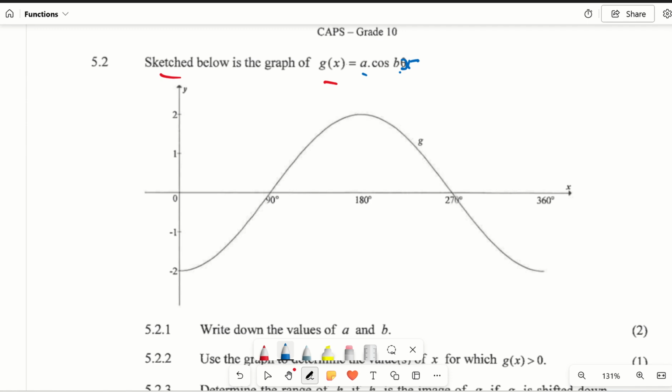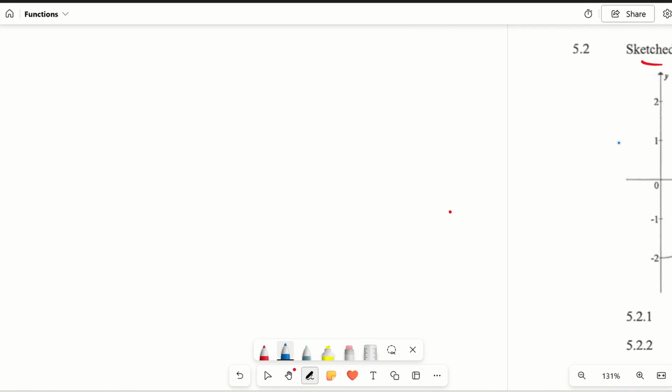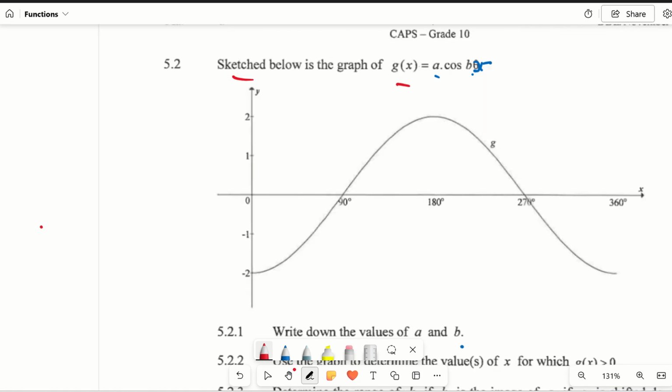Someone says the amplitude is 2. Yes. As I said, amplitude is just the distance. If this is a wave, amplitude is the distance from there to there, or if you like there to there, the positive distance. So the distance from here to there is clearly 2. Therefore, your a will be either 2 or minus 2.